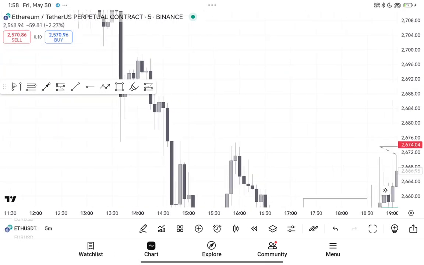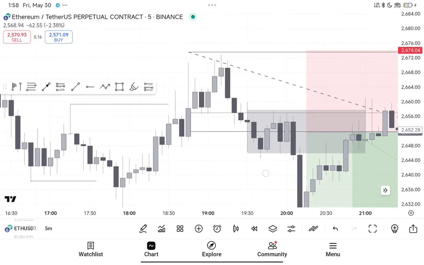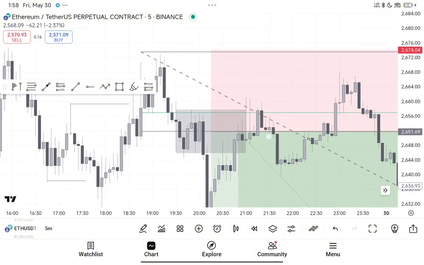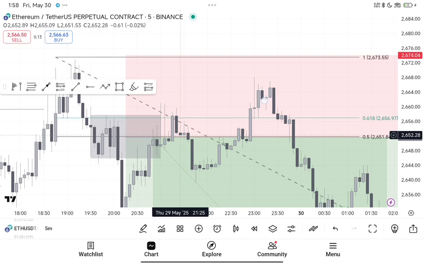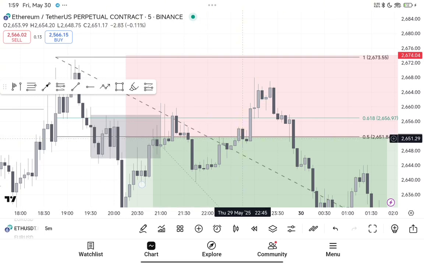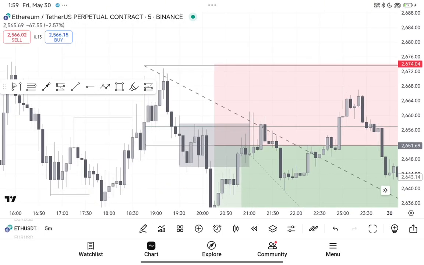We have, I think, that trade we took. You can see here, market did not use this part to sell. Market did not use here to sell. It went as high as here. There's also another block here. It went as high as here to sell.